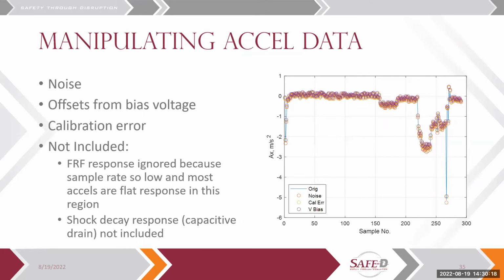We also have ACCEL data here for the IMU stack. So again, we've got different amounts of noise being added, a calibration error, which scales with higher intensity of signal, and then a bias voltage effect. Of course, with ACCELs, they have a frequency response, but since our sample rate is so low, most all of these responses are just going to be flat DC effect.